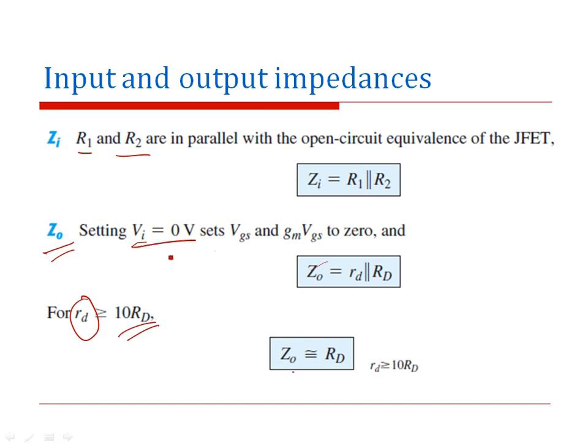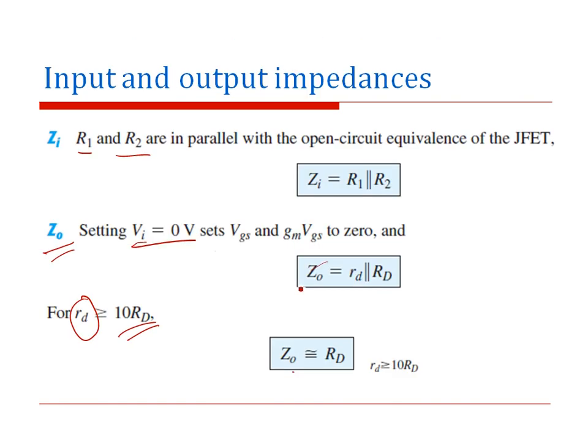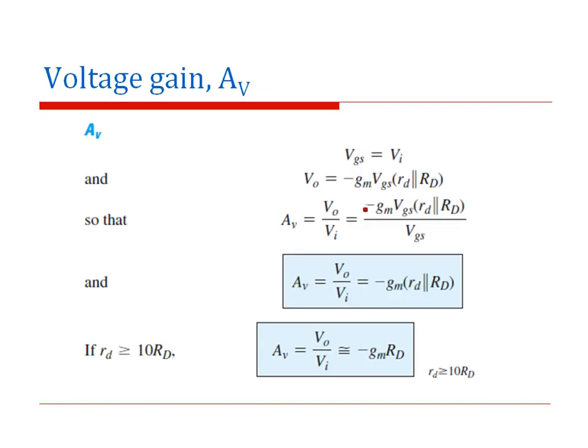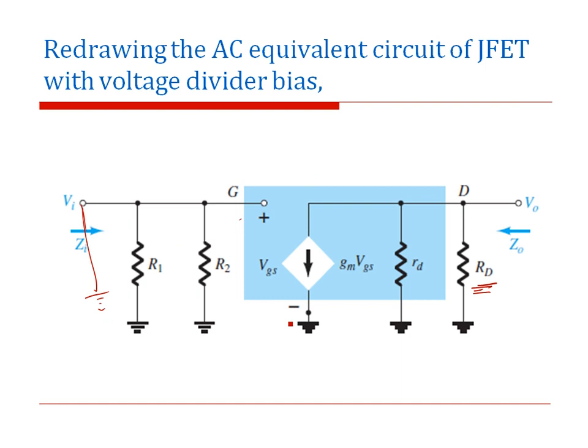This VA equal to 0 condition, if you check here, you see this VA equal to 0 means you are putting this to ground. If this is kept to ground, then this VGS and GM VGS will be equal to 0. Now, if you want to find the voltage gain of the circuit, this VGS is equal to VI. You can see that VGS is equal to VI.